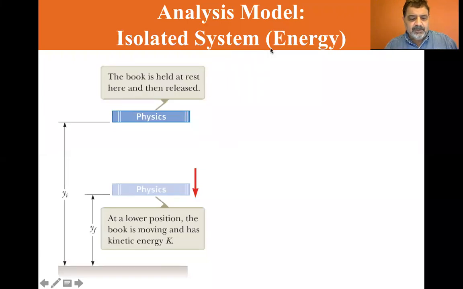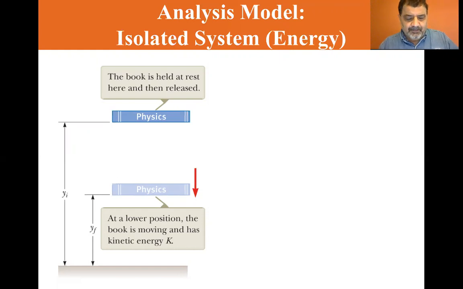Okay, we're at section 8.2, analysis model, isolated systems, energy. So the energy of isolated systems. A common scenario is that no energy crosses the system boundary by any method. Consider the figure, the book Earth system.